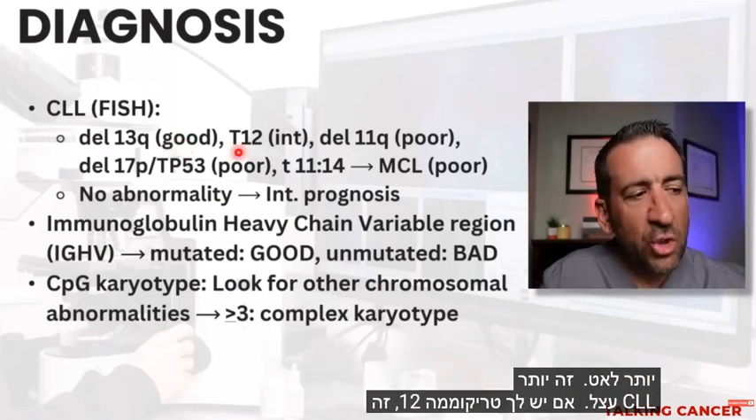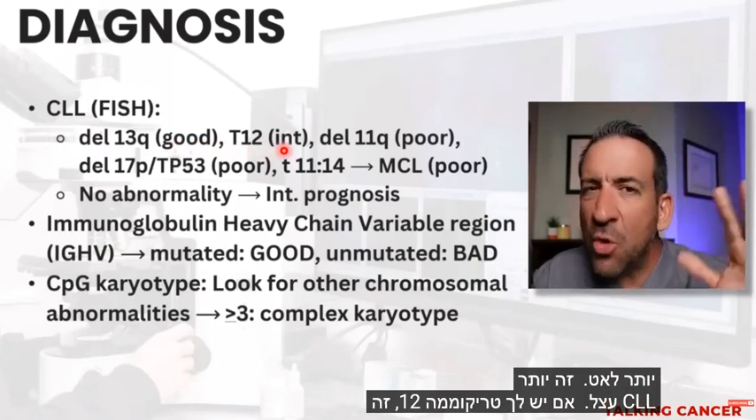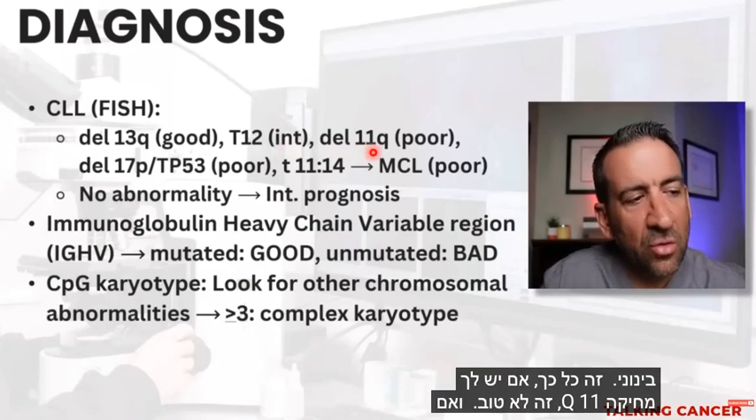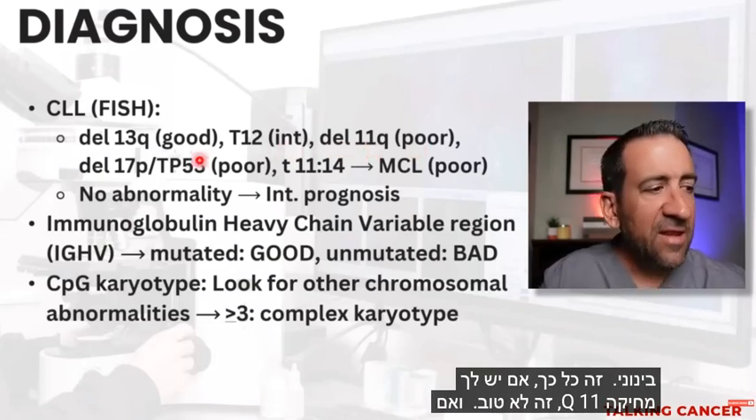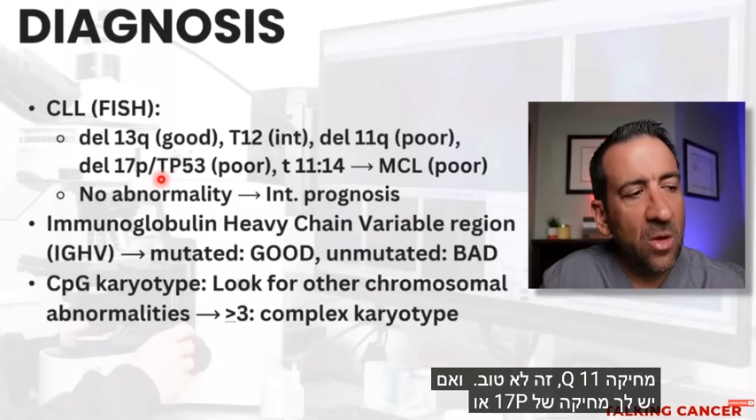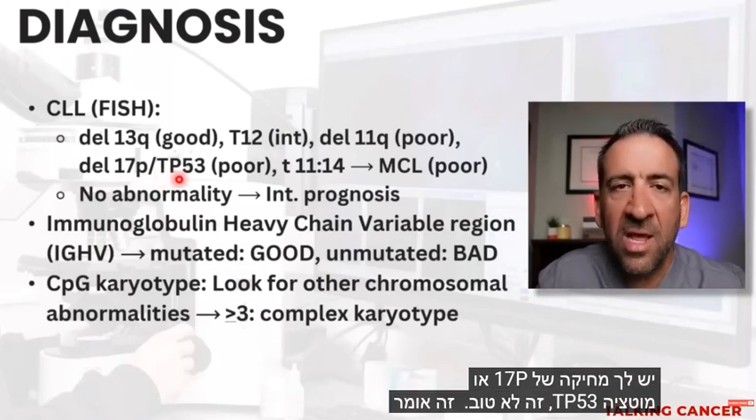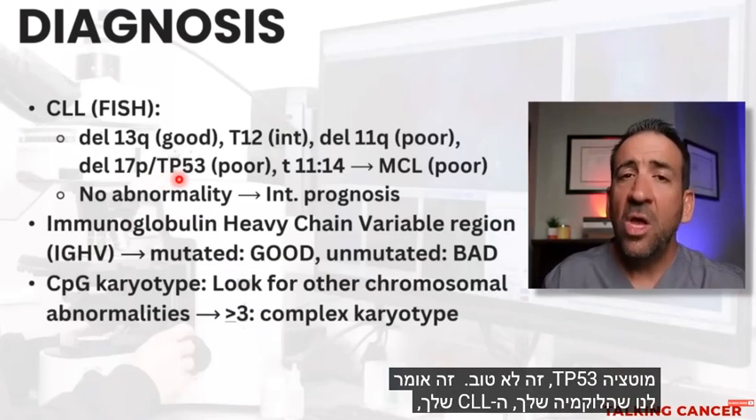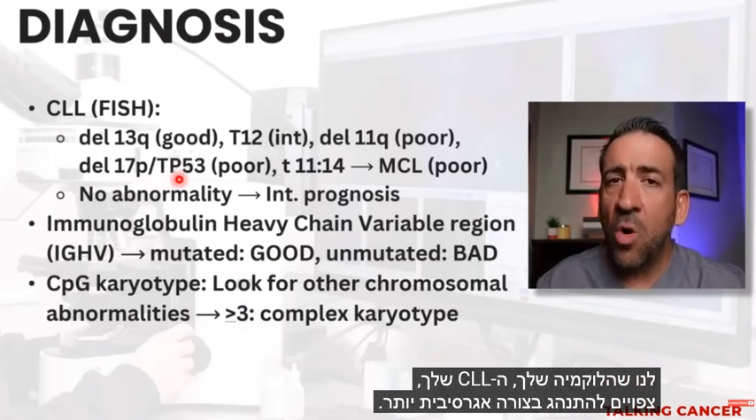If you have a trisomy 12, that's intermediate, that's so-so. If you have a deletion 11q, that's not good. And if you have a deletion 17p or a TP53 mutation, that is not good. That tells us that your leukemia, your CLL, is likely to behave more aggressively.